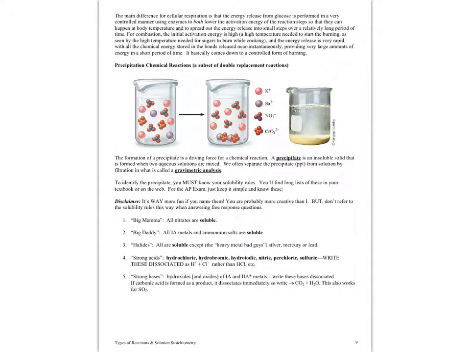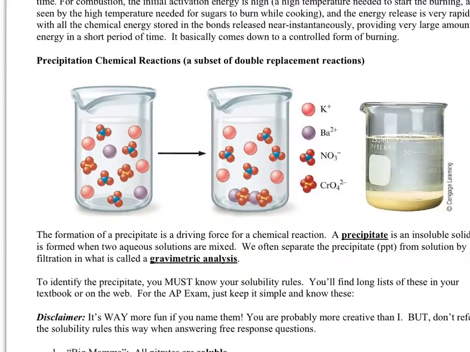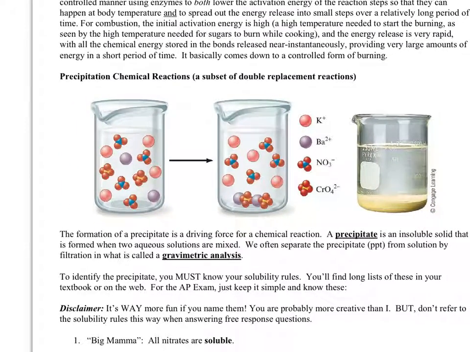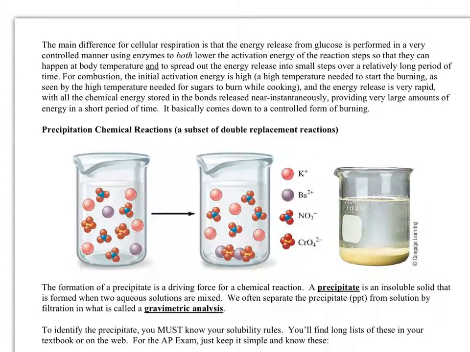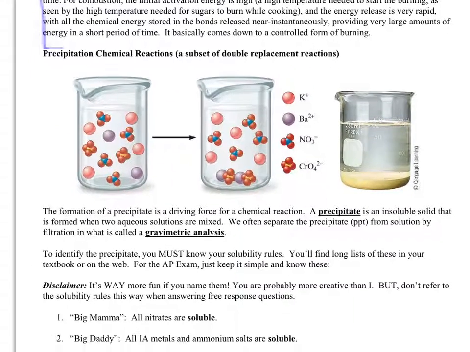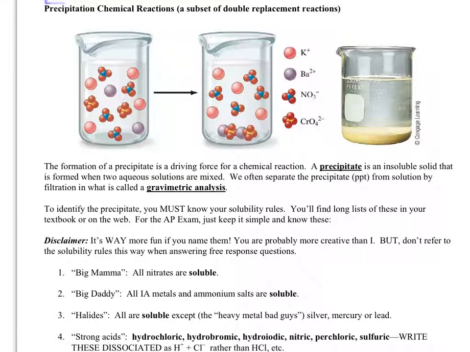All right, flip the page. And now let's take a closer look at those precipitates from our double replacement reaction from before. If you really want to know a little bit more about cellular respiration, if you're intrigued by the process, you can read the information up here. I'm going to skip past it for now to save us a little bit of time. So let's look at our precipitation chemical reactions and some of the information that we can use and how we can apply it to stoichiometry.